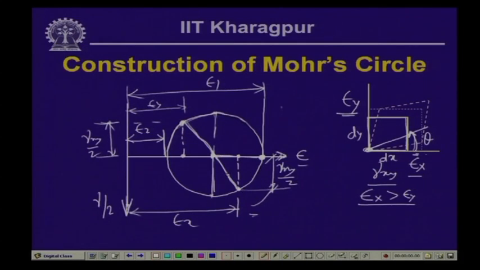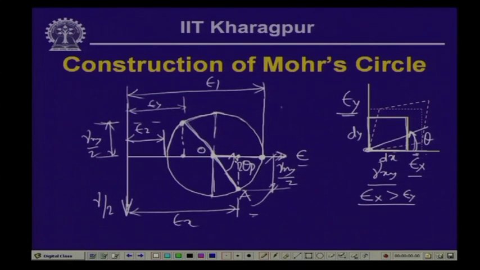Now, this is the point which denotes the maximum normal strain epsilon 1, and this particular point is oriented at an angle of 2 theta p with reference to this. Now, this is our reference line where epsilon x and gamma xy occurs. So, from this particular reference line, let us call this OA, if we orient by an angle of 2 theta p, then we get the position for the maximum normal strain.